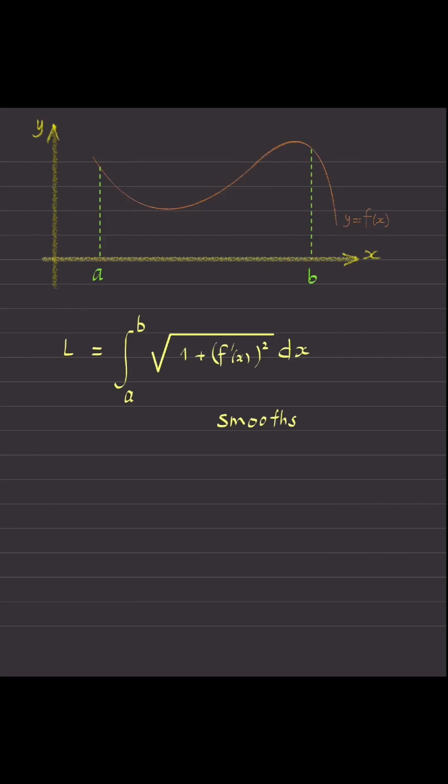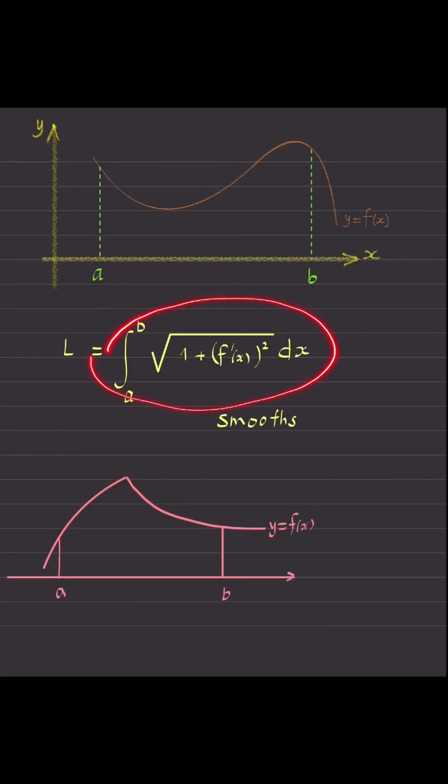So for example, the graph of the function is not like this. Let me draw it like this. If this is your coordinate system, and let us say this point is point A, and this point is point B, and this is the graph of the function y equals f of x. If I want to find this length, I'm not allowed to use this formula, because between a and b the derivative of the function is not continuous, as I have a sharp point there.